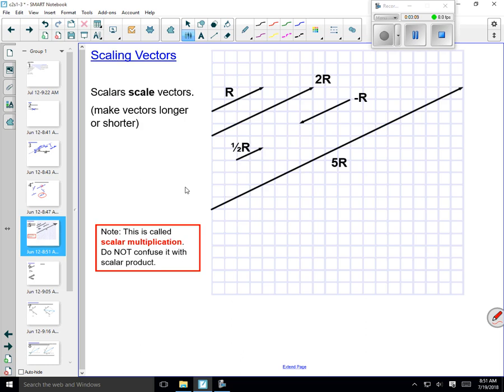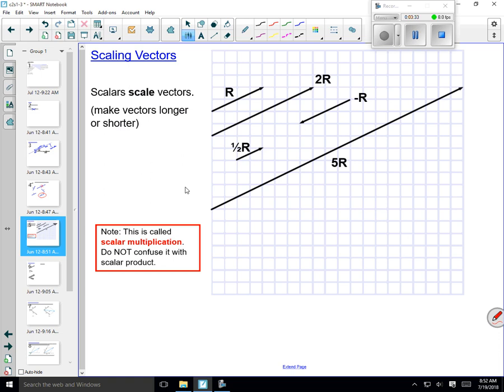So one of the first things I can do is I can scale vectors. When I talk about scaling vectors, I scale a vector by multiplying it times a scalar. That's why they're called scalars, because that's what they do. They scale vectors. And what that means is they make them longer or shorter. So if I multiply a scalar times a vector, it changes the length of the vector.